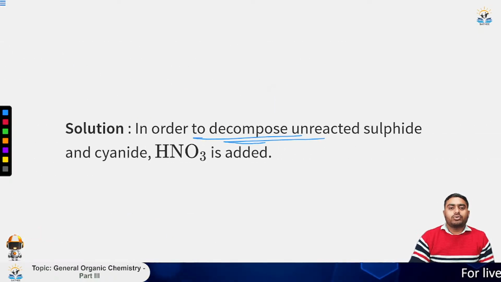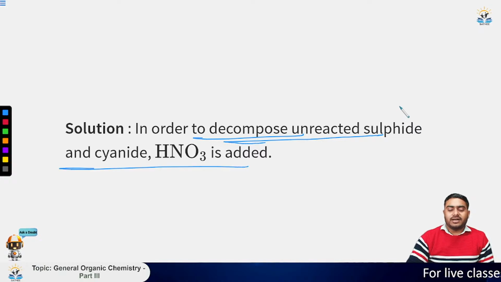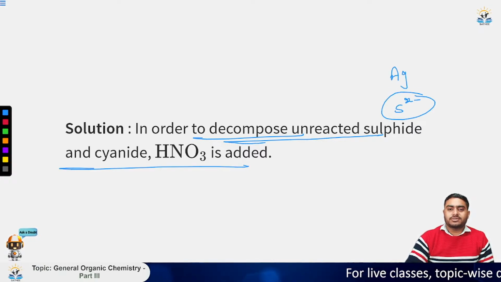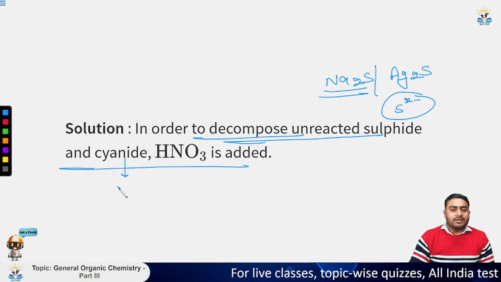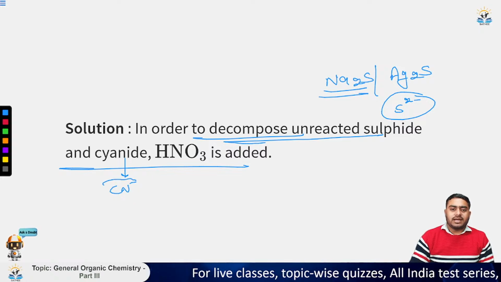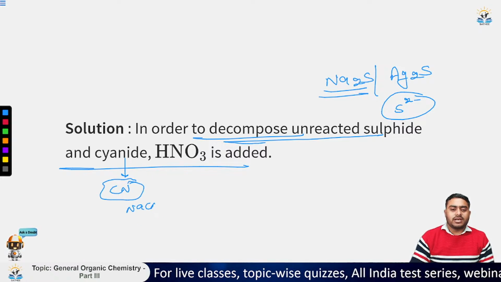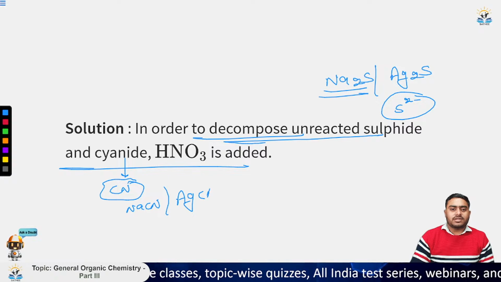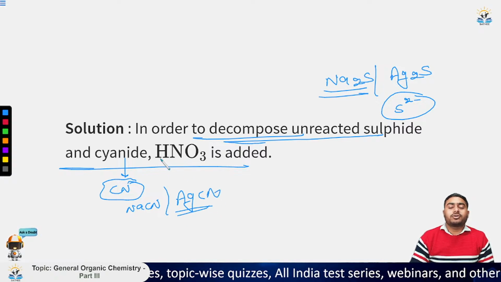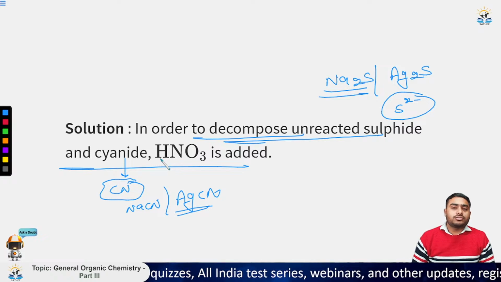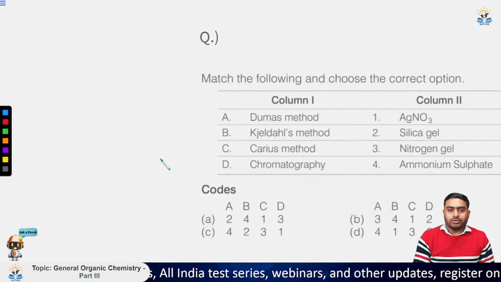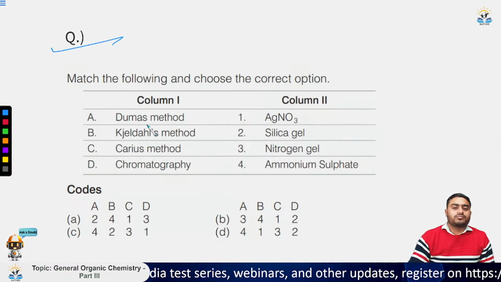Again, I am repeating, to decompose the unreacted sulfide, which contains S2 negative ions, like Ag2S, silver sulfide, and sodium sulfide, Na2S, and cyanide, which contains CN negative ions, like NaCN, sodium cyanide, and AgCN, silver cyanide, HNO3 is added. You know very well HNO3 is a strong oxidizing agent, and here we are using dilute HNO3.